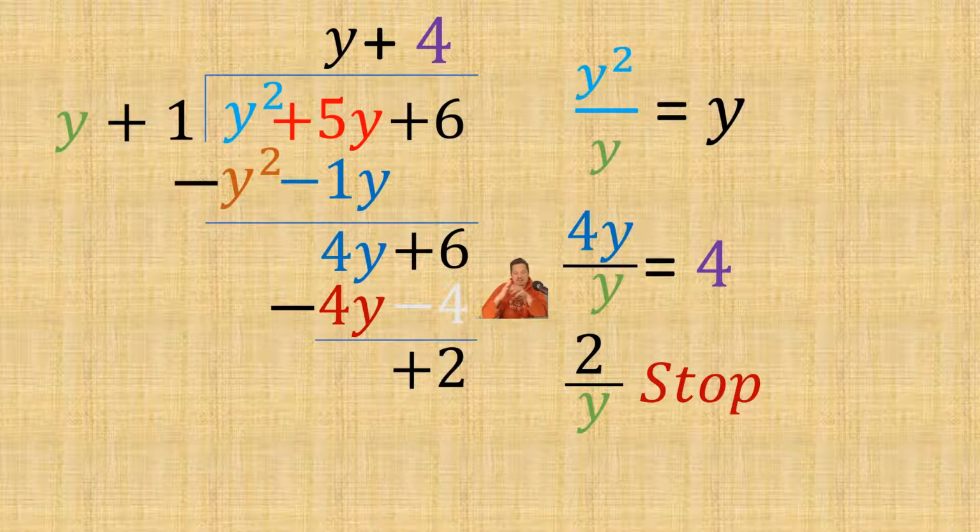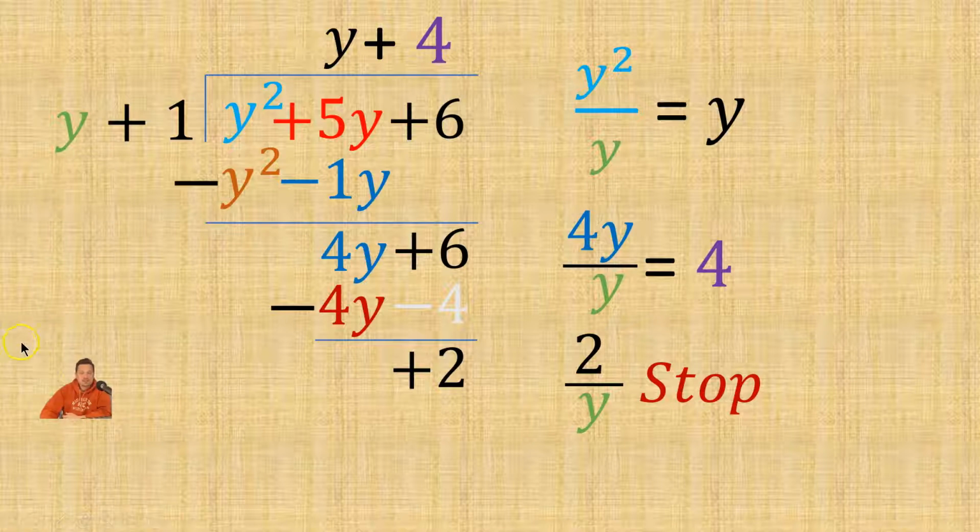Now it's just a matter of expressing the answer the correct way. So to do that, you take the y plus 4 and you put that down first. And then you add to it whatever the remainder is. In this case, it's a positive 2. So make sure you take the sign with the remainder, whether it's positive or negative, carry the sign with it. And you put the remainder over the quantity you're dividing by, which in this case is y plus 1. So it's assembled in pieces on the bottom.